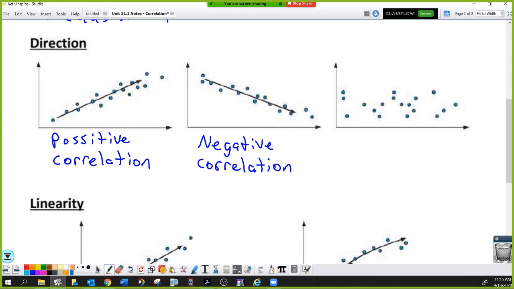Now the last picture, those dots are just kind of out there. And if you were to draw a line through them or let technology do it for you, it would end up drawing a line that was basically horizontal, which means you have no correlation.